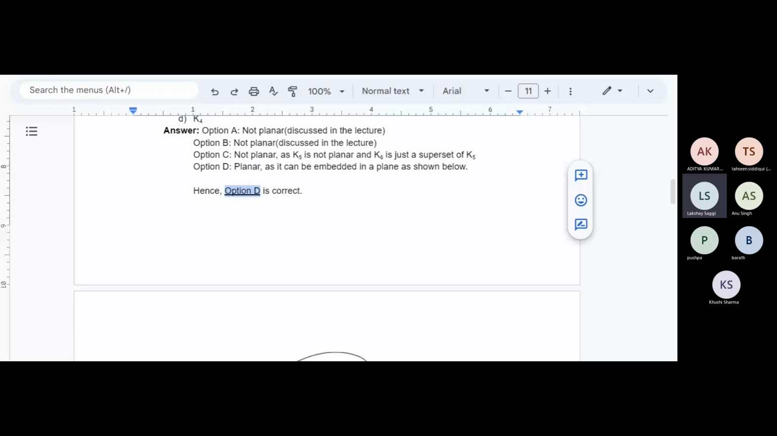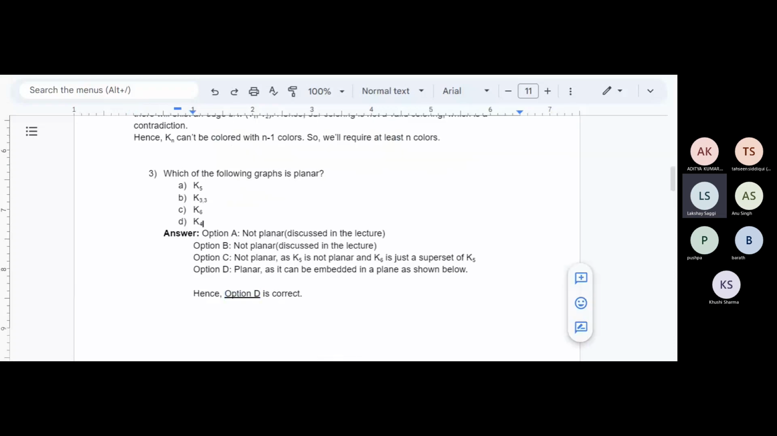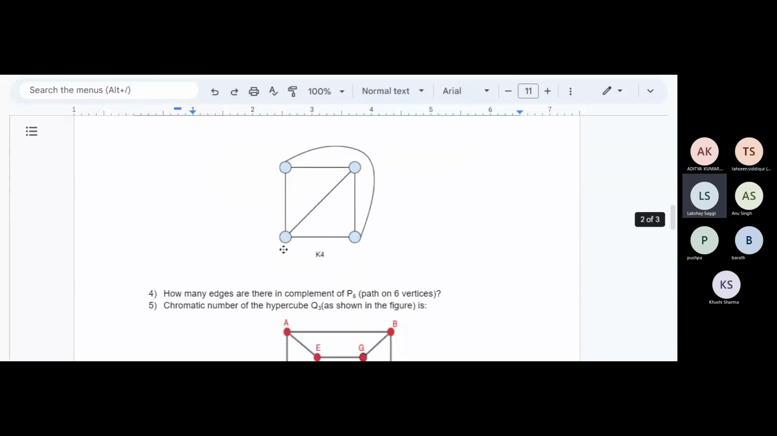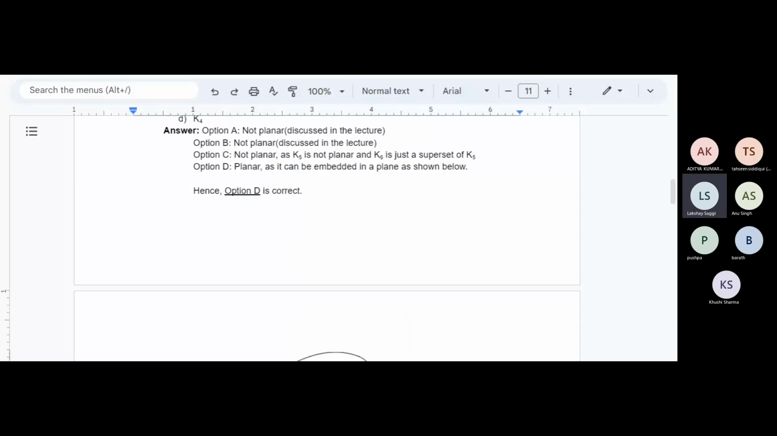So for A, B, C we already showed that they were not planar, and to check whether option D, K4, is planar or not, we have just shown that there exists a planar embedding for K4. These are the 4 vertices and these edges are embedded in a plane. So K4 is obviously planar, and we have a planar embedding for that.